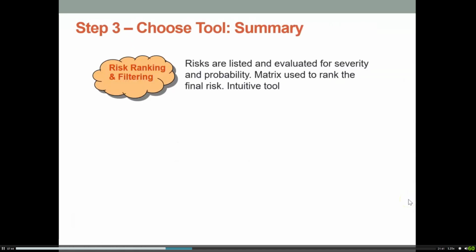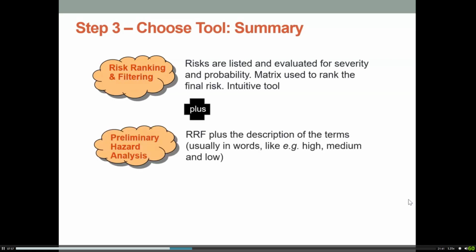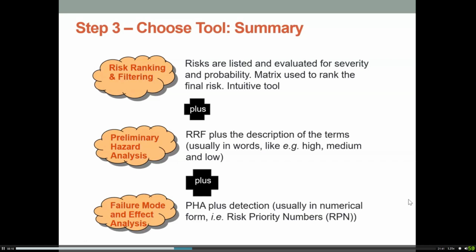So just to give you an overview then, the risk ranking and filtering. The risks are listed and they're evaluated for severity and their probability. A matrix then is used to rank the final risk, and it's a very intuitive tool. Preliminary hazard analysis is risk ranking and filtering, plus adding description to the terms, usually in words like high, medium and low. And then FMEA is preliminary hazard analysis plus putting in your detection, and it's usually in numerical form, so you're usually talking about risk priority numbers, RPNs.